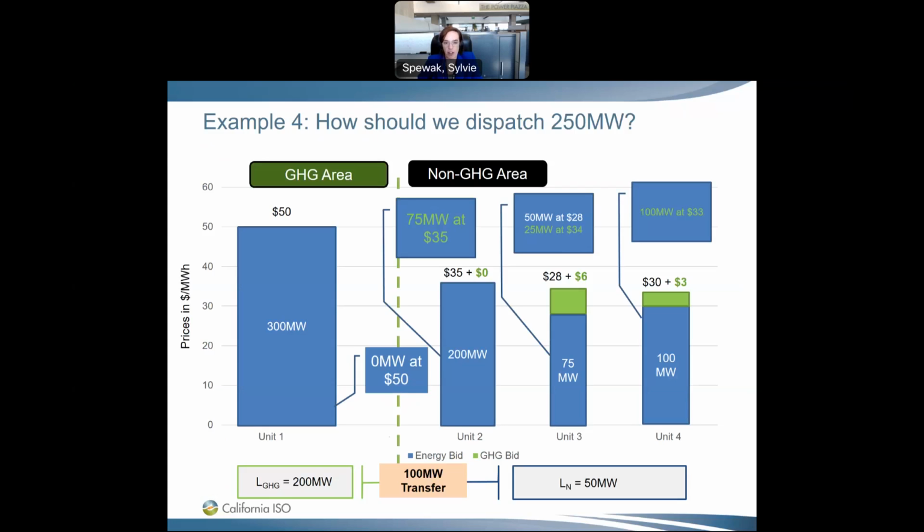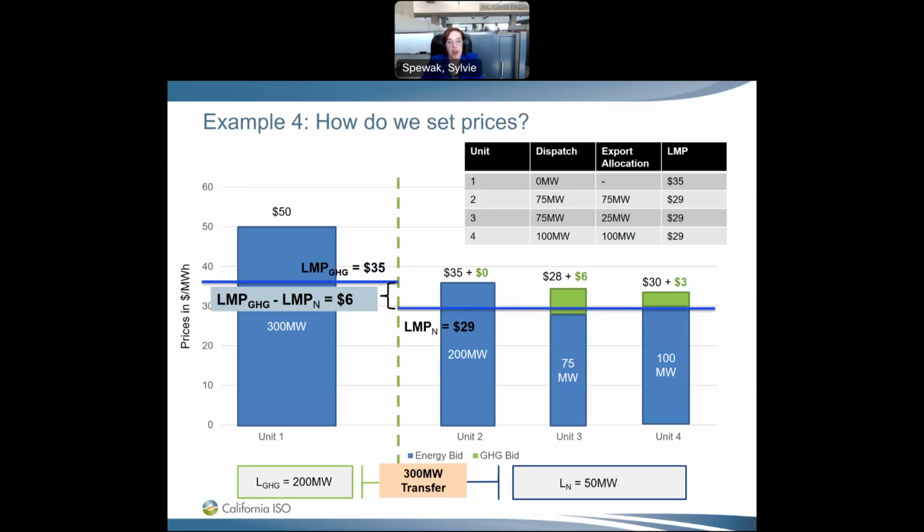If we needed 1 additional megawatt for the non-GHG area, we would do the same thing as we did before, where we would actually take that from Unit 3. But the non-GHG area still owes the GHG area that $1 to make it worth it to force the GHG area to dispatch up 1 megawatt from a different resource. So the LMP in the non-GHG area is once again going to be 29.